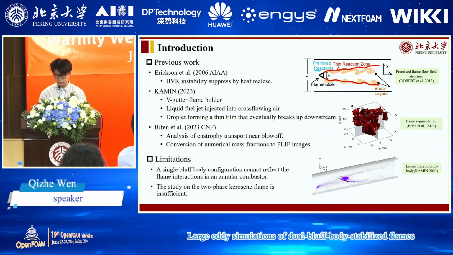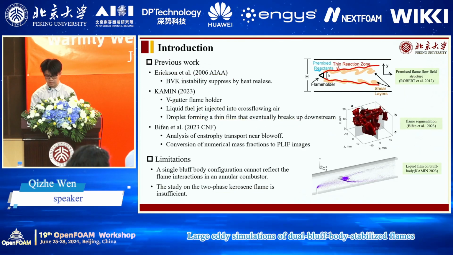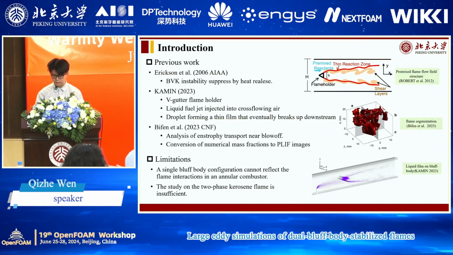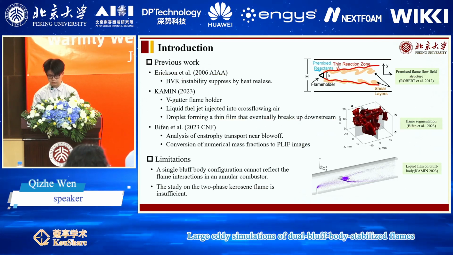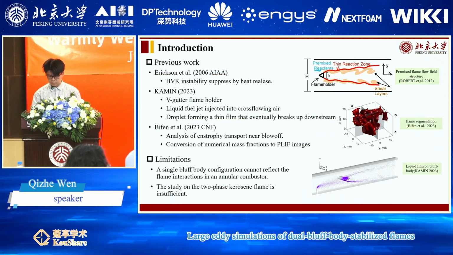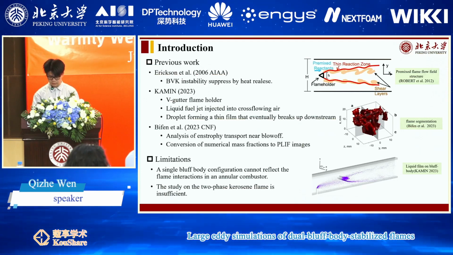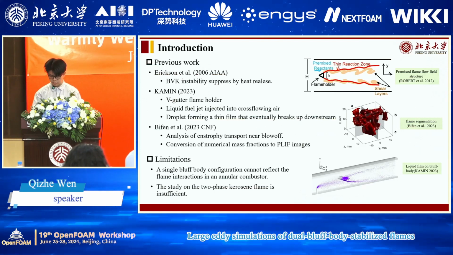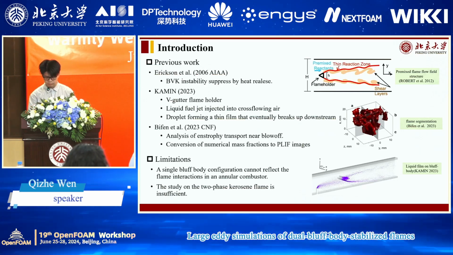In recent years, many studies have simplified the radial stabilizer to a single bluff body, yielding numerous results. For example, it was found that the BVK vortex is absent when the temperature ratio of the burned to the unburned gas is too large. Another study examined the V-gutter flame holder. As you can see, a liquid fuel jet is injected into the crossflow air, forming droplets, creating a thin film, and eventually breaking up downstream.